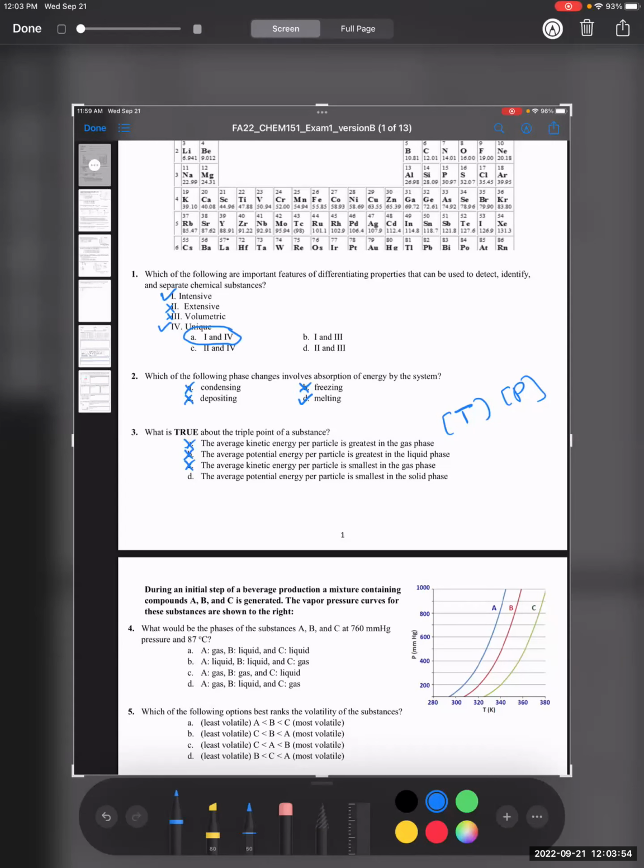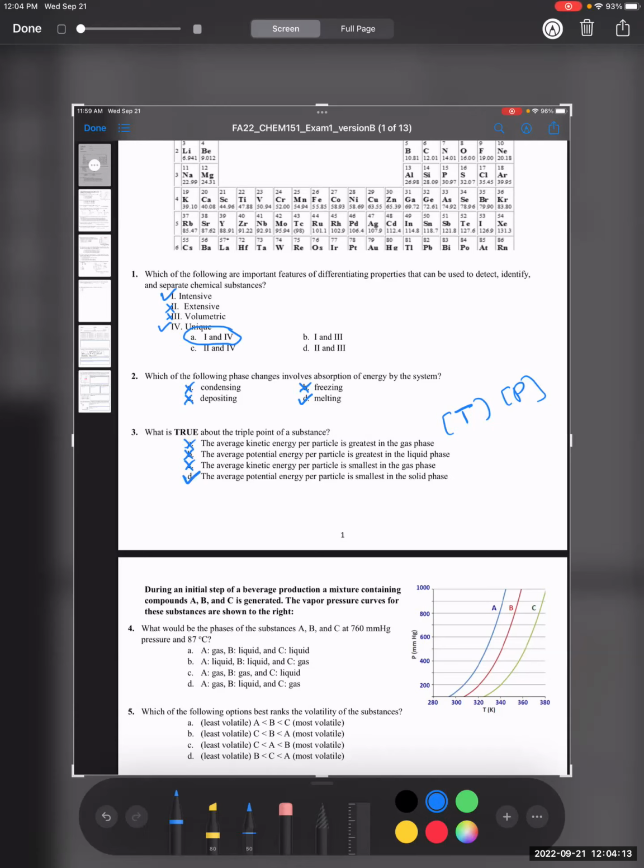The average potential energy per particle is smallest in the solid phase. Yeah, usually that is the case. In the solid, we have the particles closest to each other, meaning they're going to have the strongest attractive interactions. The stronger the attractive interactions, the lower the potential energy. Therefore, option D is correct.